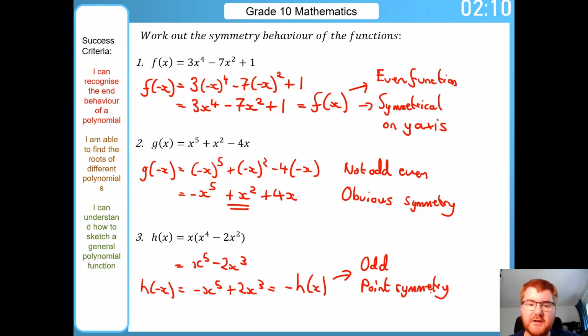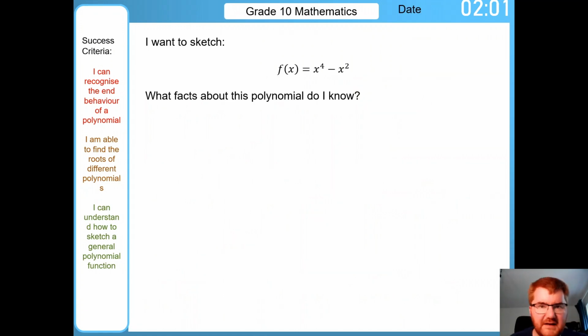Again, we've got a little trick that we can use here. If you have all odd powers, then you can have point symmetry. If you have all even powers, then you have axis symmetry instead. Right, so if I wanted to sketch this function, how could I do this? So first of all, we have no number, so the y-intercept is equal to 0. So that's important to know.